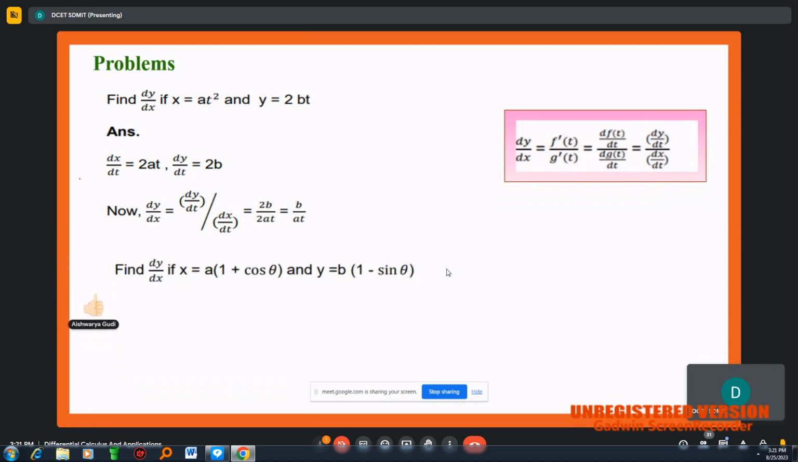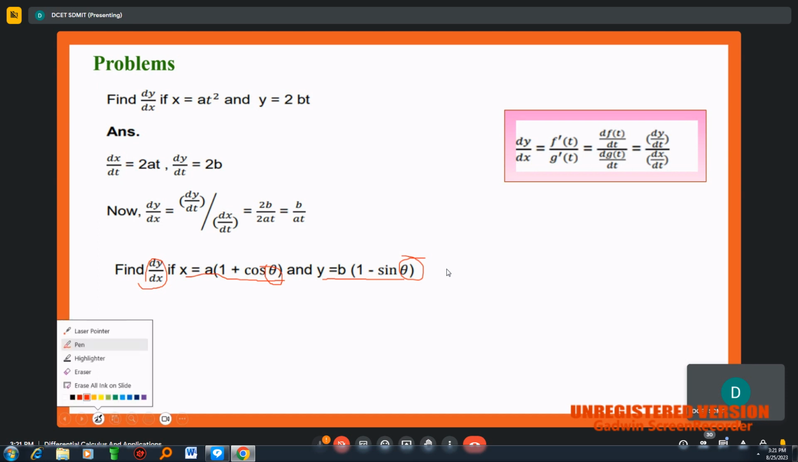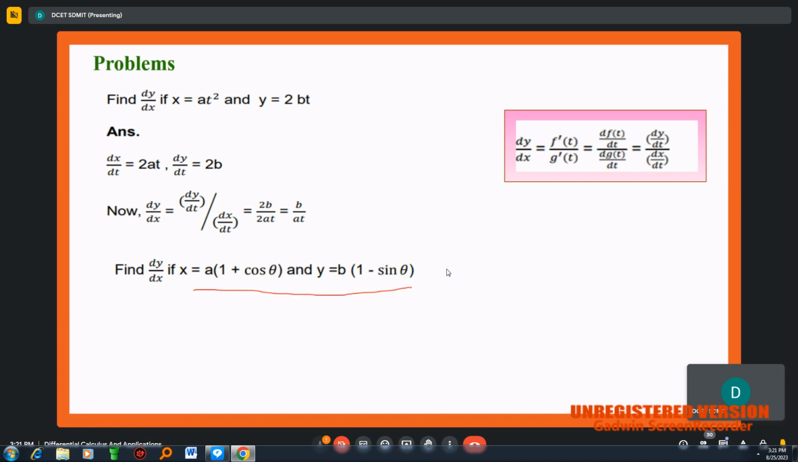Now, second problem I'll consider here. See here. Find dy by dx if x is equal to a into 1 plus cos theta and y is equal to b into 1 minus sin theta. Now again see here, x and y are defined with another variable, that is theta. So we have to use here derivative of the function in the parametric form. Why? Because this is a parametric equation.